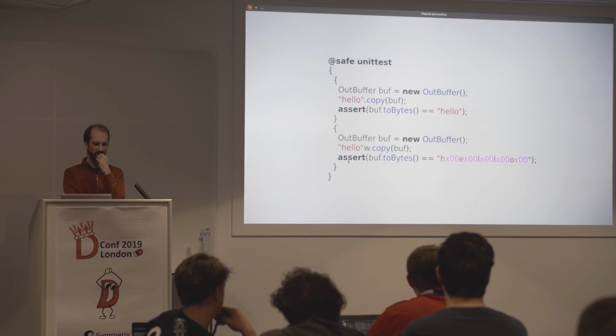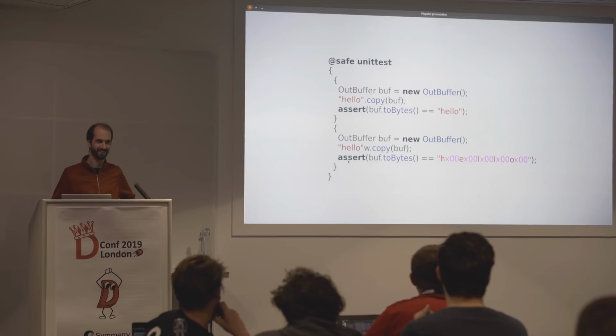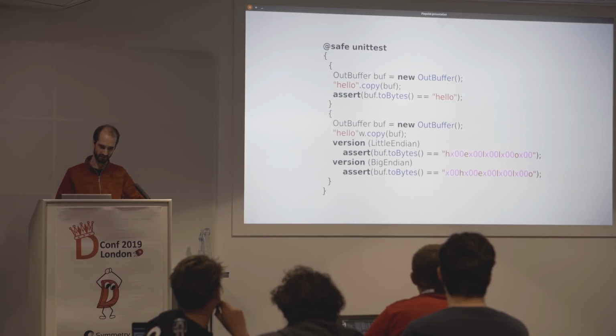Next, why would this assert fail? Endianness. Yes. On little endian, HELO is on the left-hand side. On big endian, it's on the other side.